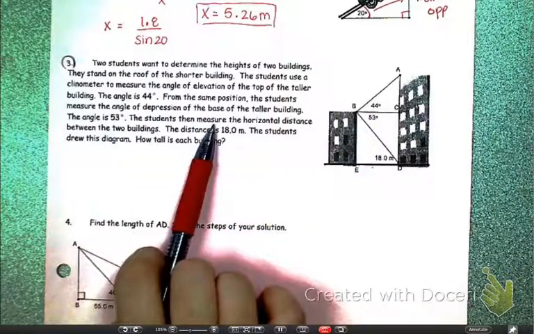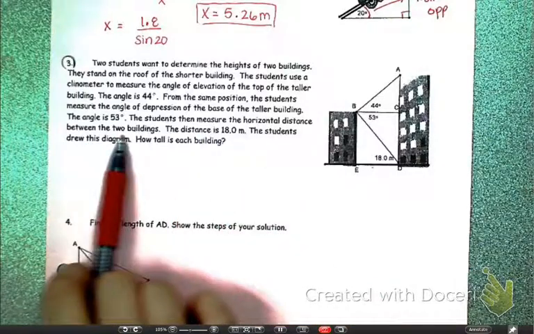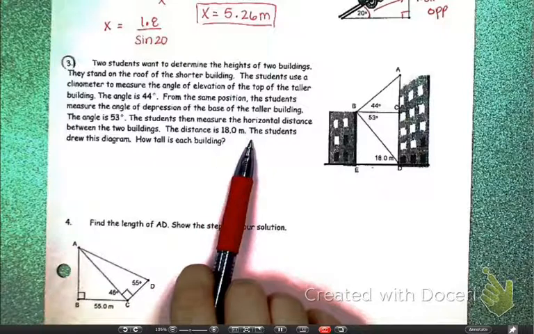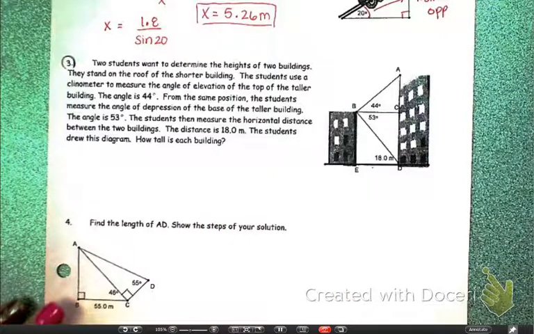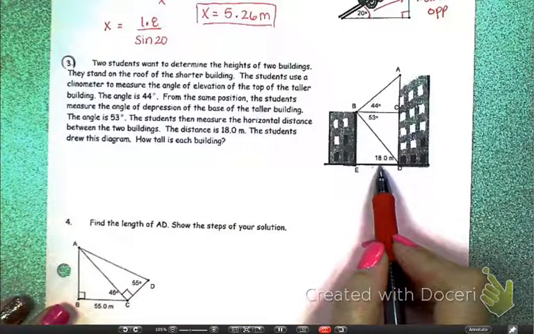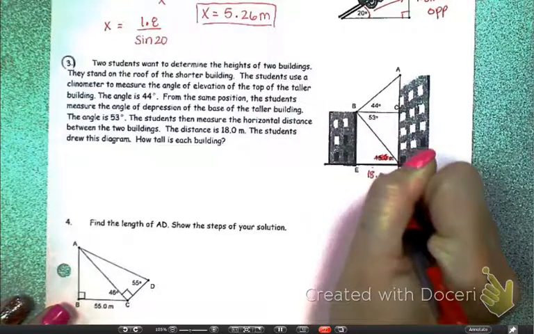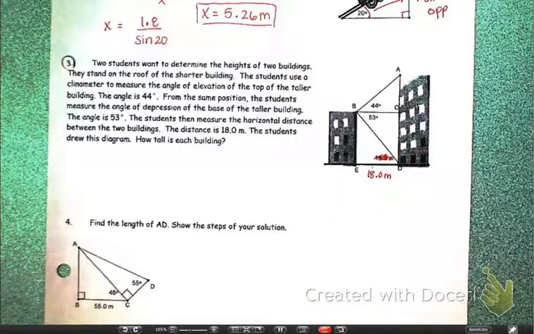The students then measure the horizontal distance between the two buildings. The distance is 18 meters. The students drew this diagram. How tall is each building? Okay, this 18 meters is in kind of a poor spot. Let's take it out and make sure it looks like it's this distance here. It is not that angle. It is the distance from one building to the other. It's not centered very well, so I'm going to move it.